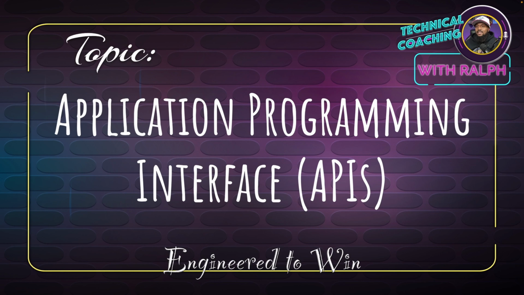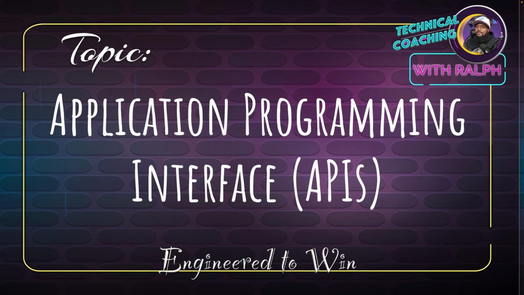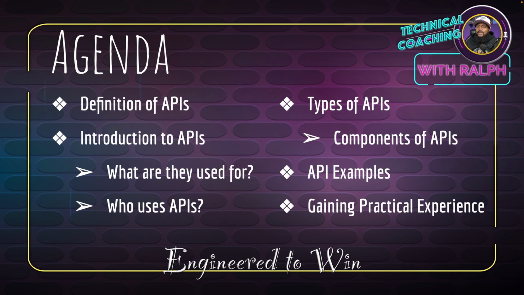So, like I said, our topic of today, application programming interface, better known widely as APIs. So, our agenda for today, we're going to get the definition of APIs. We are going to have an introduction. What are they used for? Who uses APIs? The type of APIs, the components that make up an API, some API examples, and how, you definitely want to stay till the end, how we can get some practical experience using APIs, which will lead into our next part of this next week, where we're talking about how do we test APIs.